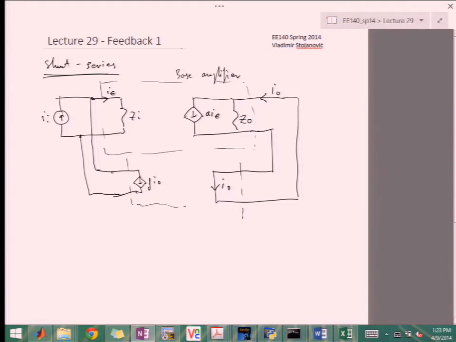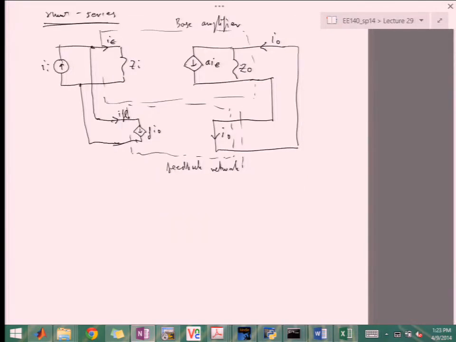Okay. And then this is the feedback network. Again, this is the I feedback. So the situation at the input is the same, but at the output we have that I/O is now A times IE, because we've shorted the output, so no current flows through Z0. So all of this current AI goes into I/O.